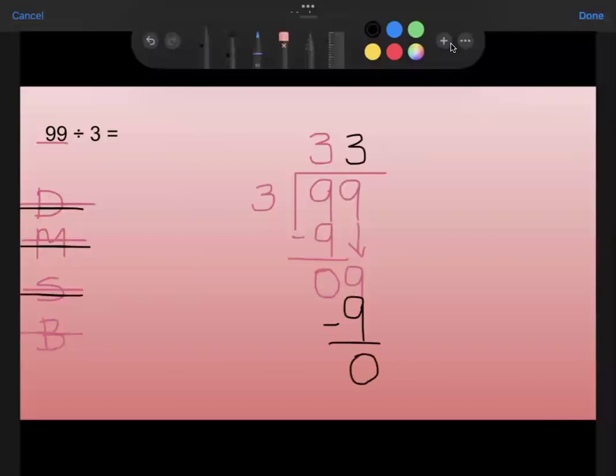Now I have B, bring down. Well, you can see there are no more numbers underneath the bracket for me to bring down. So I get to skip that step, and that is a signal that we are done. So 99 divided by 3 would be 33.